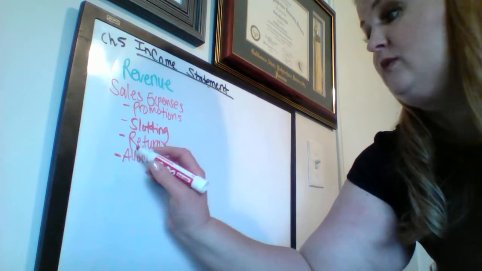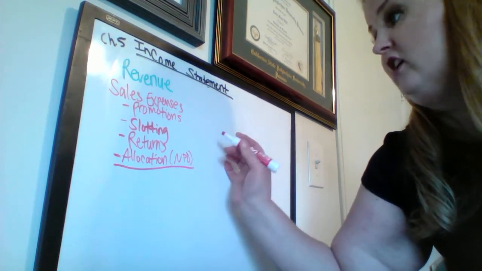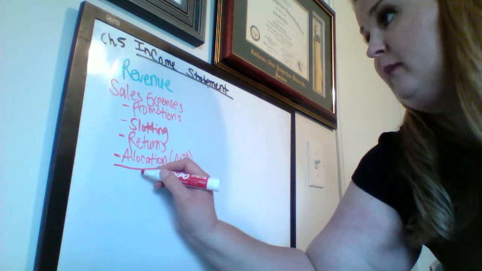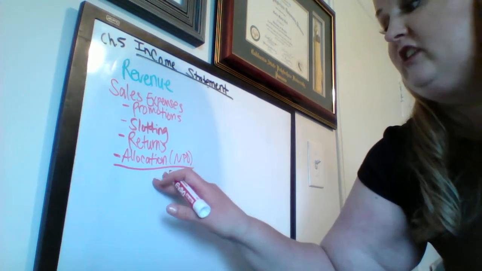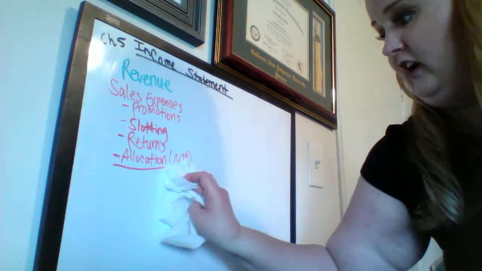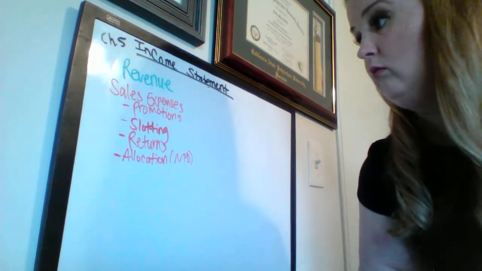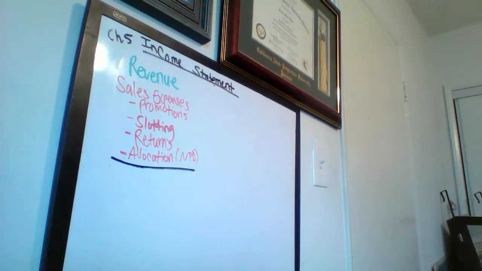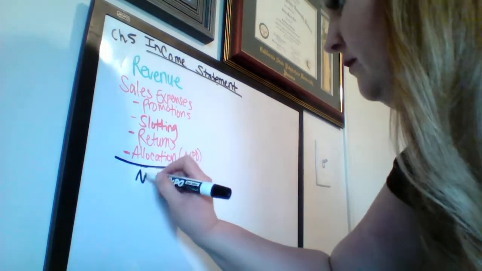At this point we would total all of our sales expenses. So you would have total sales expense. So revenue minus your sales expense. Sorry, let me use a different color. Sales revenue minus our expense will give us our net sales.